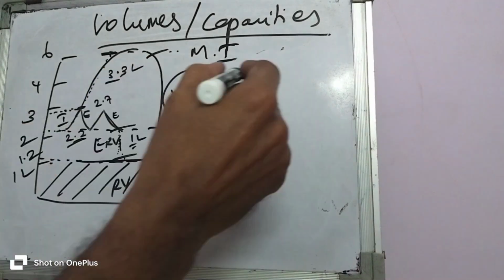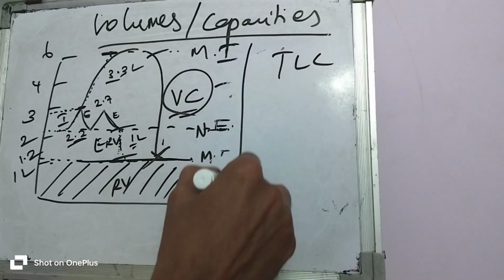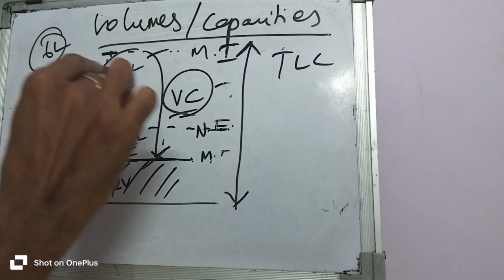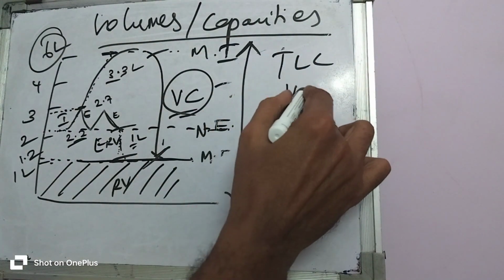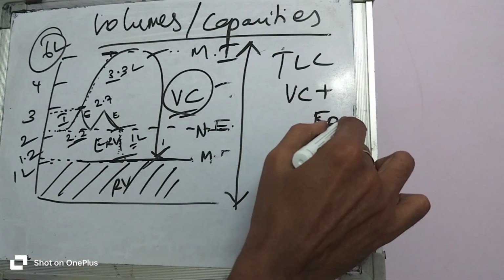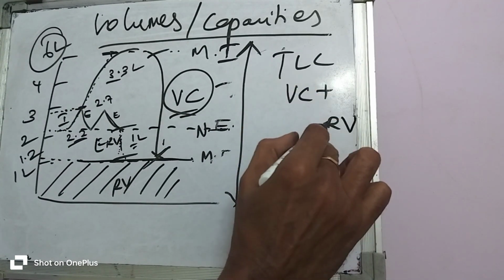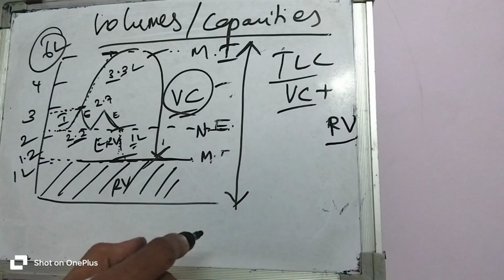Next, total lung capacity. It is the maximum volume up to which the lung can be expanded, which is 6 liters. That is the total lung capacity. It is the sum of vital capacity plus residual volume.